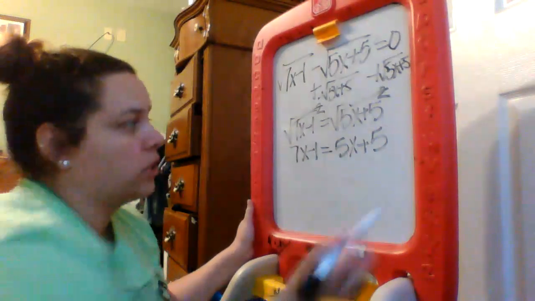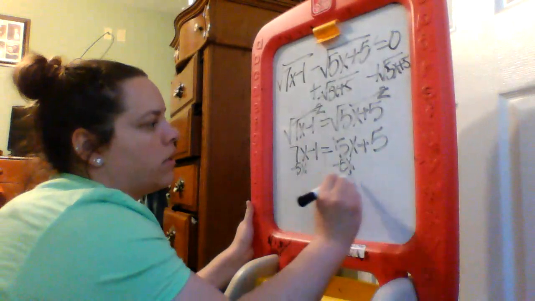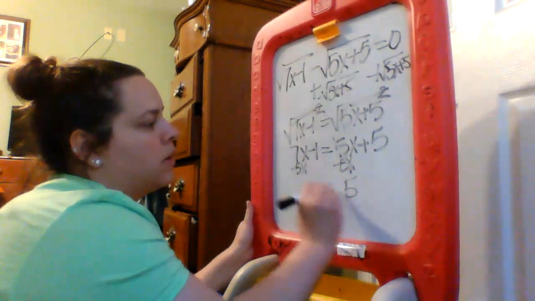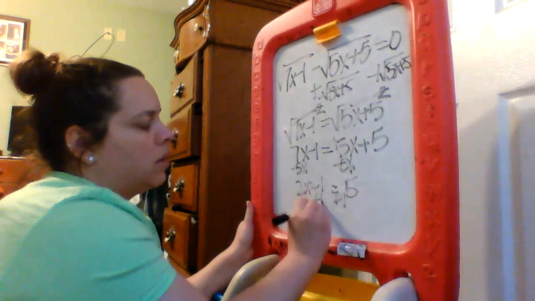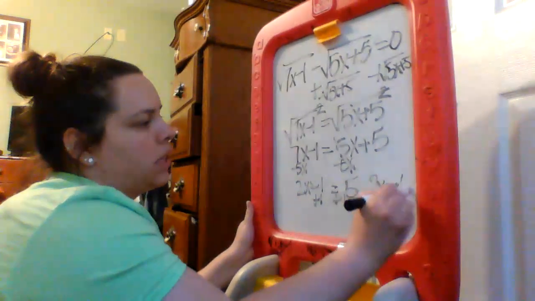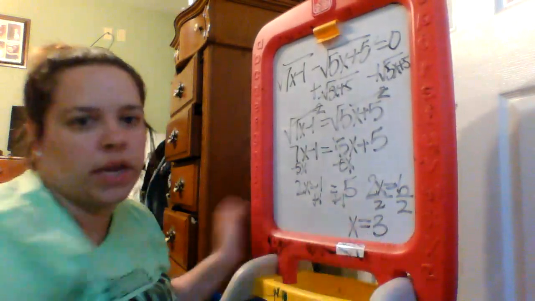Solve it like a regular equation. So put all your x's on one side, so I'm going to subtract the 5x. So that's 5 equals 2x minus 1. Add 1. So that's 2x equals 6. Divide by 2. And x equals 3.